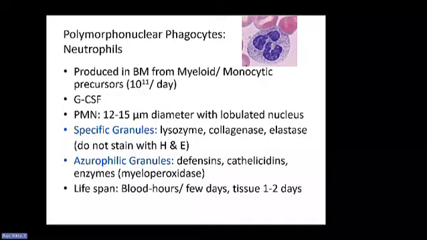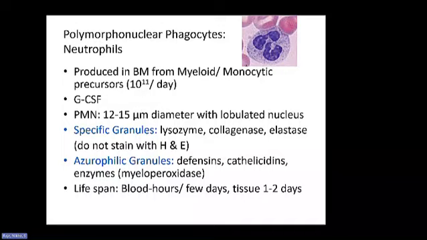There are several lobules in the neutrophils, which gives them that name of polymorphonuclear phagocytes. These are cells that are produced in bone marrow from myeloid monocytic precursors, about 10 to the power of 11 every day. So huge number of neutrophils that are produced every day under the influence of the cytokine GCSF. These are 12 to 15 micrometers diameter with lobulated nucleus, and they have two different types of granules.